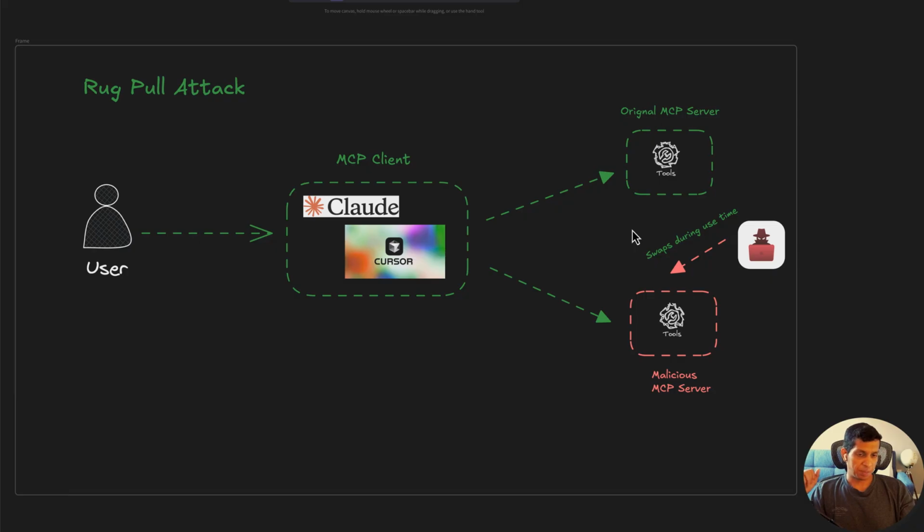Cool. Let's look at a practical example in the next slide where we'll see how you can exploit a GitHub workflow in the MCP context.